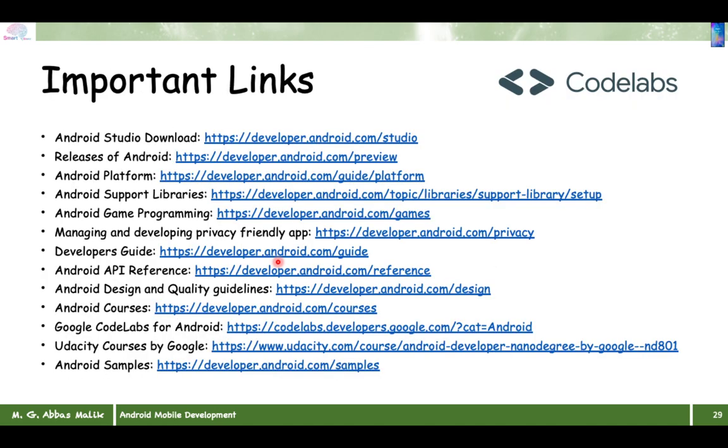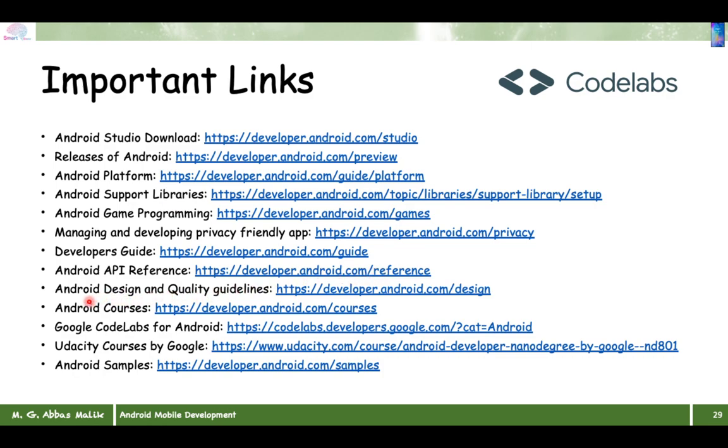And these are some important links if you want to download Android Studio, the different releases when they are released, and the latest releases of the Android operating system. Right now we have Android 10, and then we have different platforms. We also have guides on how we can do game programming, and how to develop privacy-friendly applications. We also have the Android API references, where we can get information about each and every class and the APIs which are there.